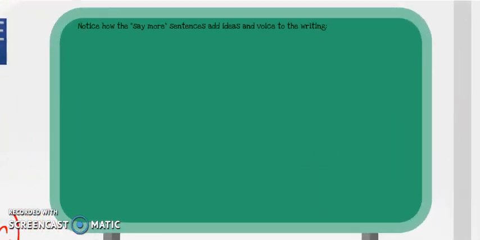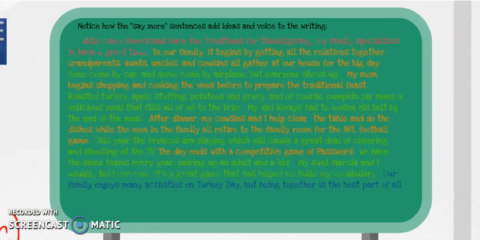Okay, so as we go through this, look at how those elaboration sentences add ideas and voice to the writing. While many Americans have fun traditions for Thanksgiving, my family specializes in having a great time. In our family, it begins by getting all the relatives together. Grandparents, aunts, uncles, and cousins all gather at our house for the big day. Some come by car, some come by airplane, but everyone shows up. My mom begins shopping and cooking the week before to prepare the traditional feast. Roasted turkey, apple stuffing, potatoes and gravy, and of course pumpkin pie make a delicious meal that fills all of us to the brim. My dad has to loosen his belt by the end of the meal.